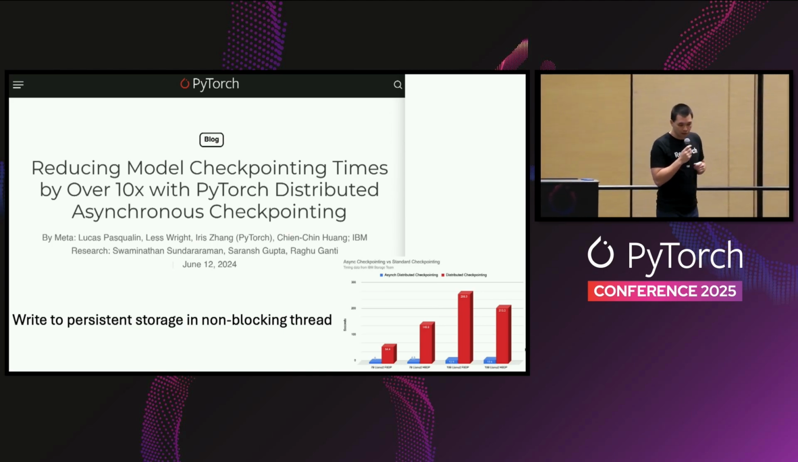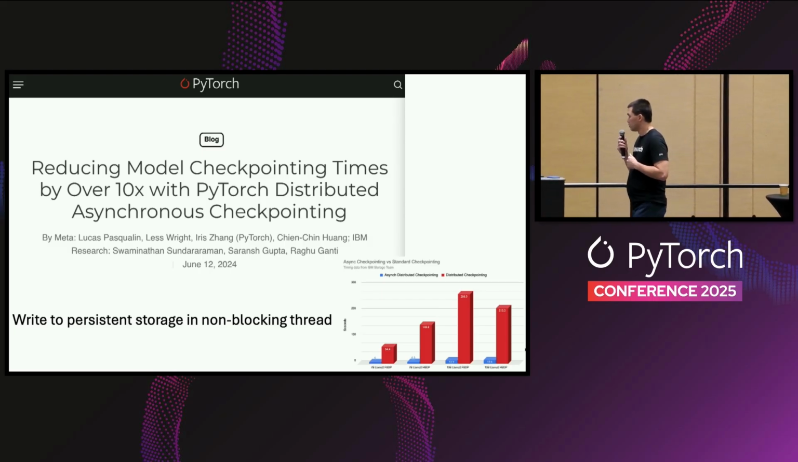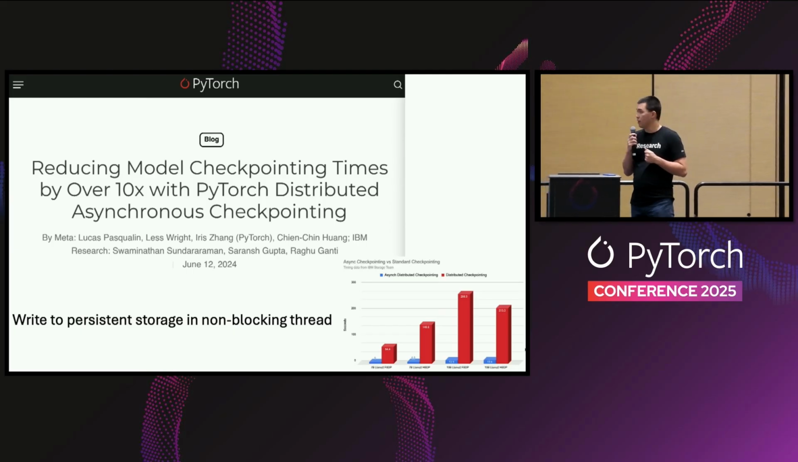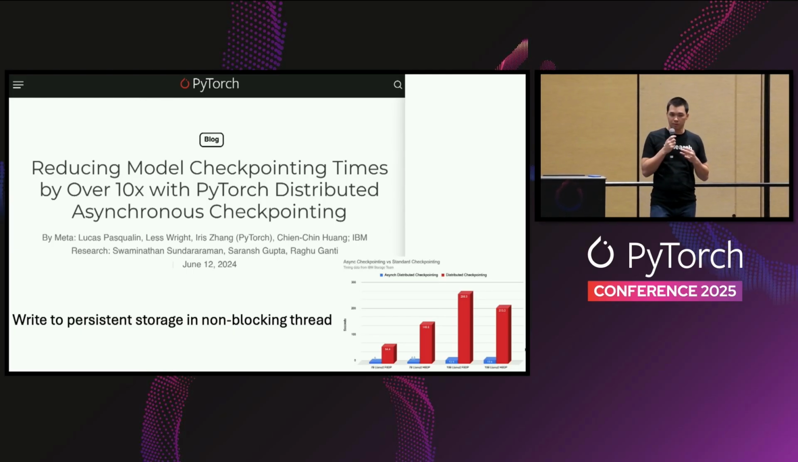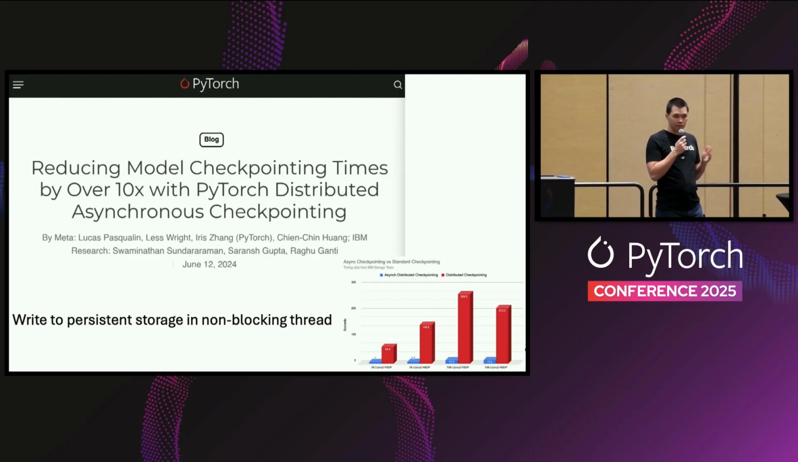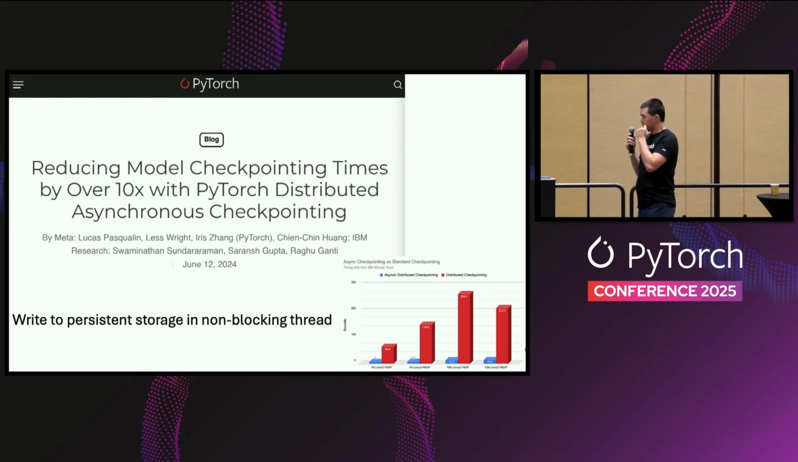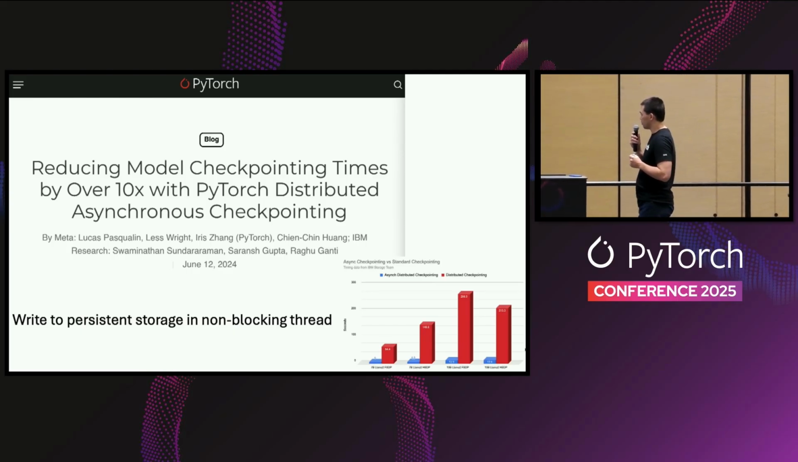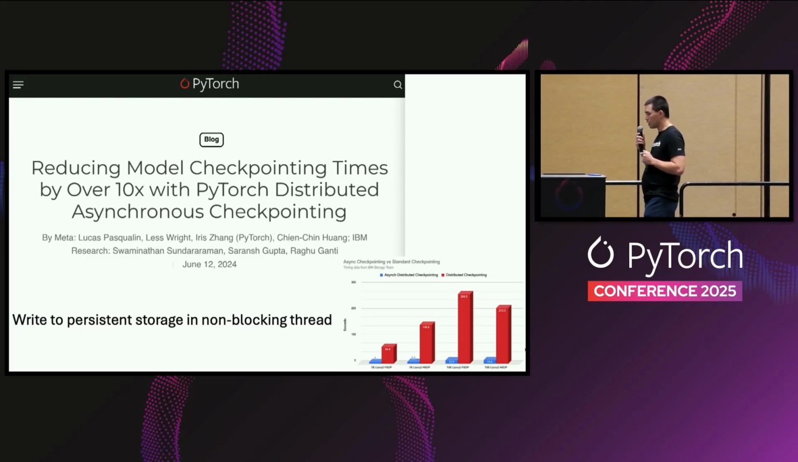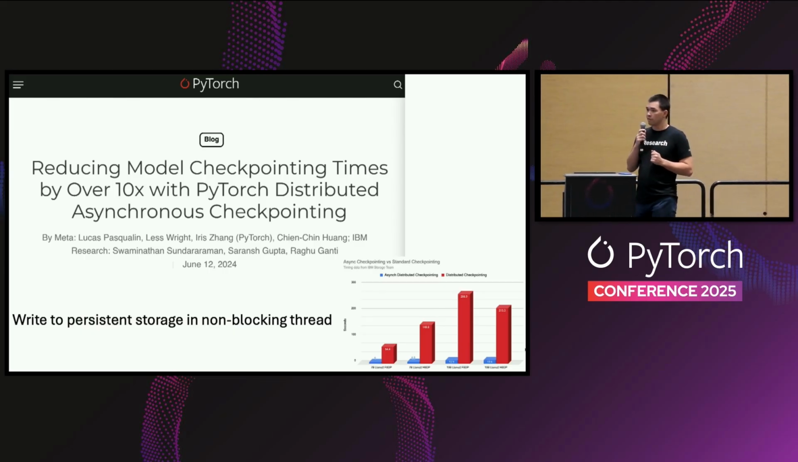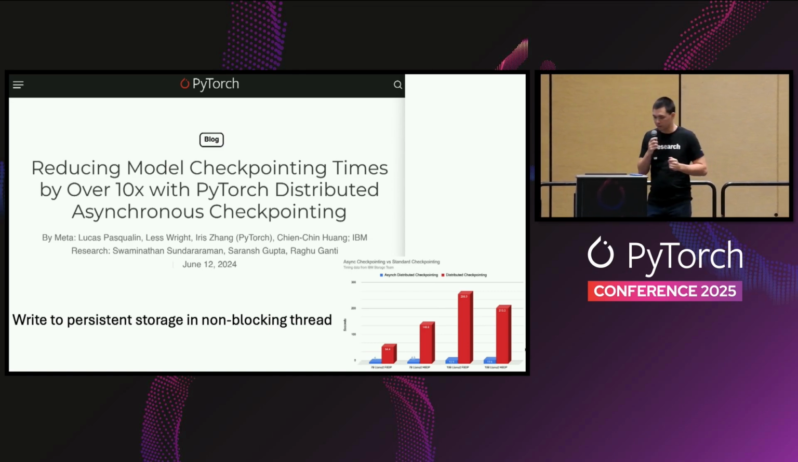So this is one blog post you can read about improving checkpointing. Rather than writing to disk, writing to persistent storage in a blocking way, you can do much, much better if you offload it to a non-blocking thread. Here are some performance plots of the kinds of improvements you get with this strategy. These are features that are now fully integrated into TorchTitan. It's just a flag you set if you want to use this.